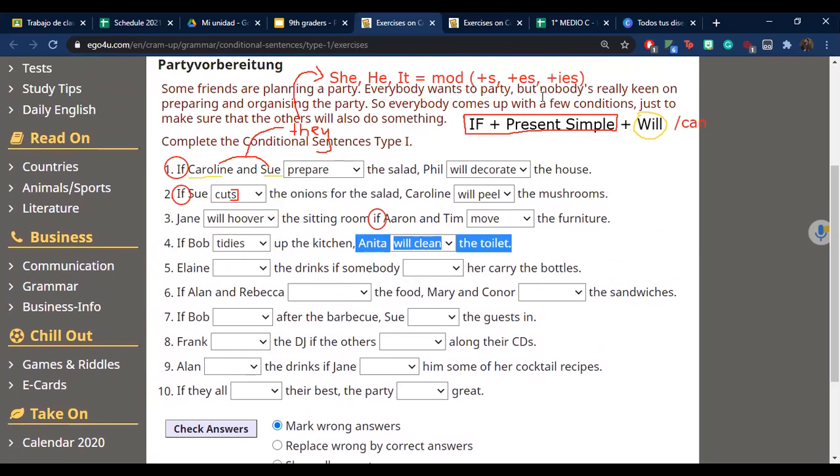Okay, let's continue with the next one. This is Luciano. Aquí, acá. Yeah, Luciano. Okay, so we have Elaine. Elaine will buy drinks if everybody help her carry the bottles. Yeah. La primera es boys, al final con la S, porque es she y se puede modificar.